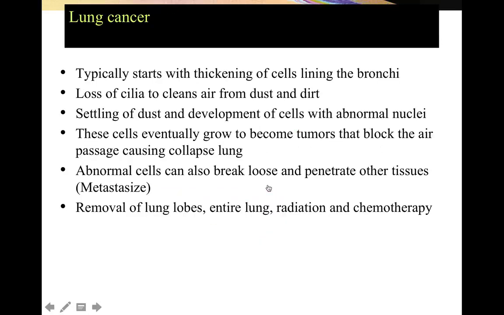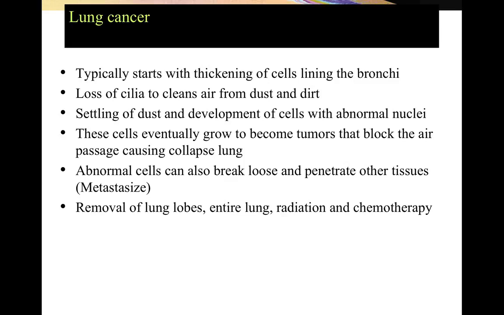Lung cancer, I don't really want to focus on that, but you do need to know that it has the ability to metastasize to other parts of the body, and as a result, if a person is diagnosed with lung cancer, typically they remove the section of the lung that has been affected. They also treat the person with radiation and chemotherapy.